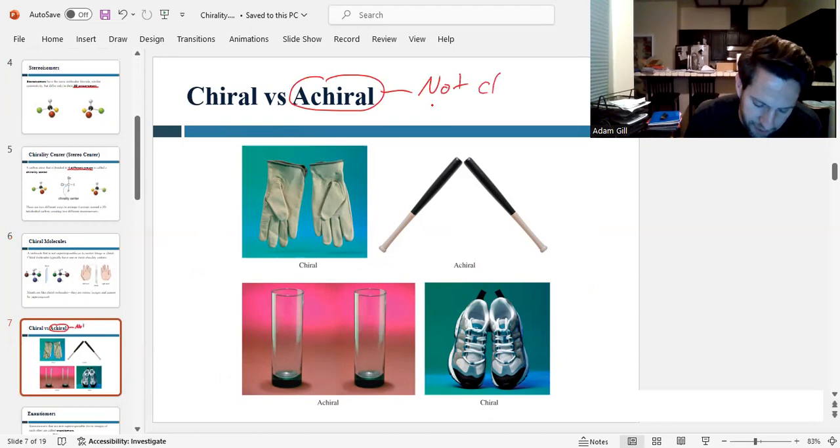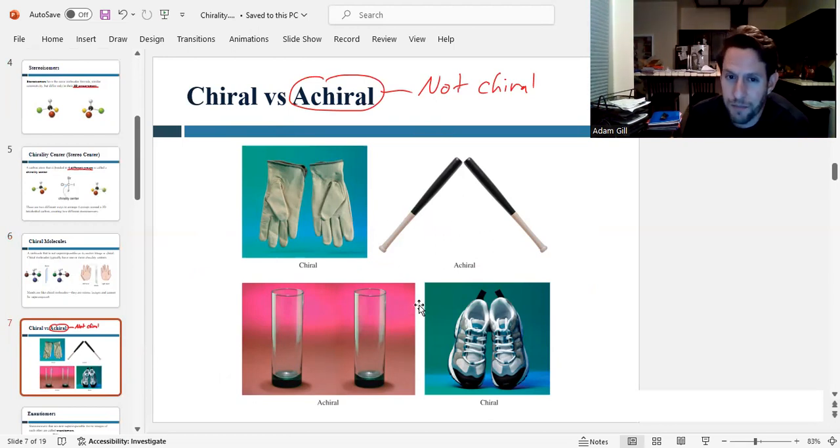Your textbook goes into agonizing detail about chiral versus achiral, and achiral simply means not chiral. It gives some examples of household items that are chiral versus not chiral. A pair of gloves is chiral. They are mirror images of each other, but they're not exactly the same. 2 baseball bats are not chiral. They're exactly the same. 2 drinking glasses, not chiral. 2 pairs of shoes, chiral, because they're mirror images, but your left shoe is not exactly the same as your right shoe. They're in opposite directions.